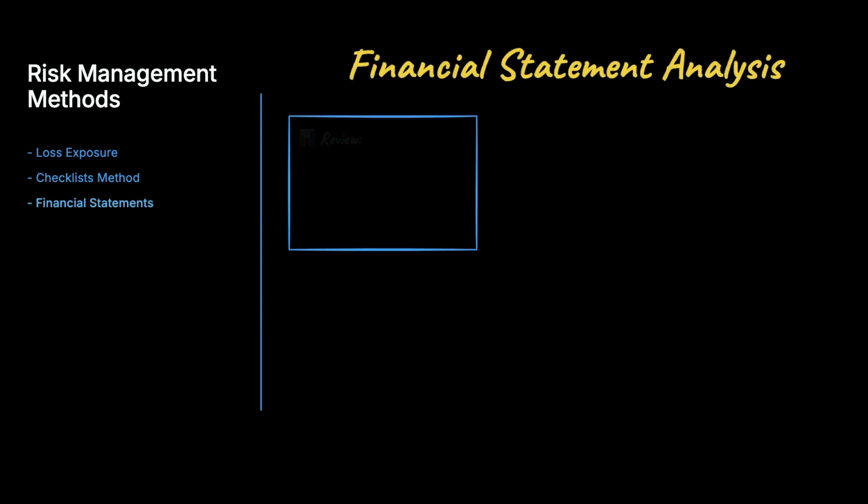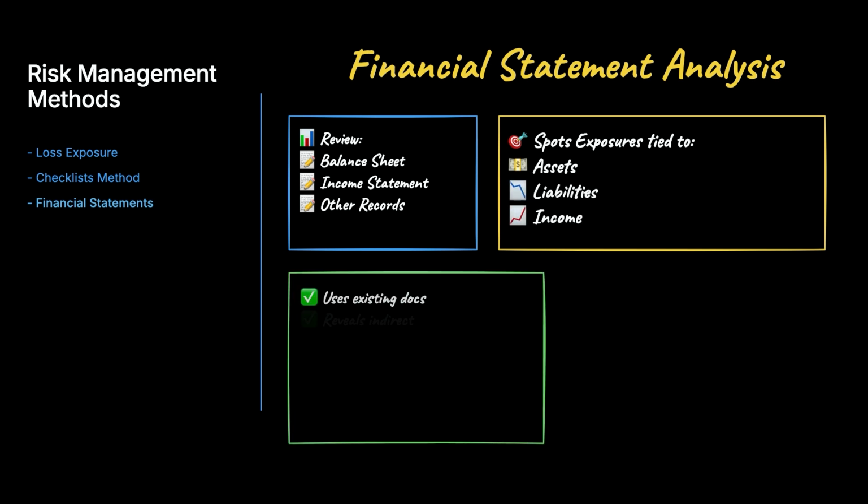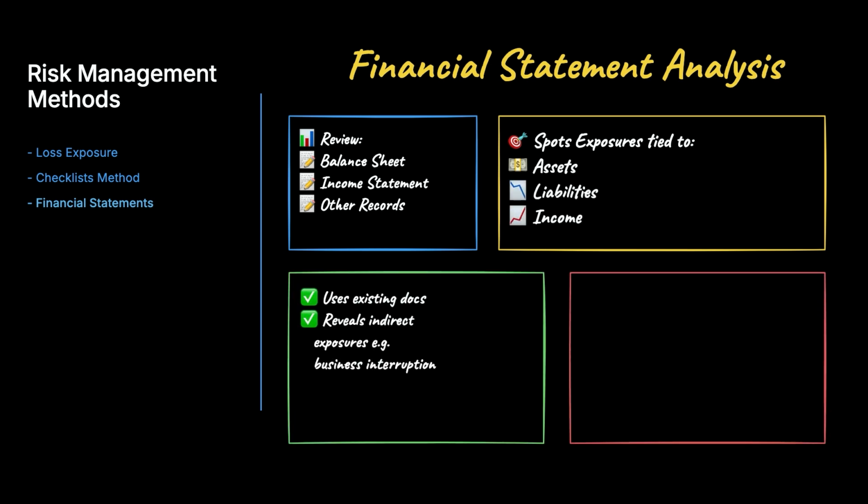The second method is financial statement analysis. Here you review the balance sheet, income statement, and other records to spot exposures tied to assets, liabilities, and income. The advantage is it uses documents the company already has and can reveal indirect exposures like business interruption. The drawback is statements look backward and may miss contingent liabilities.